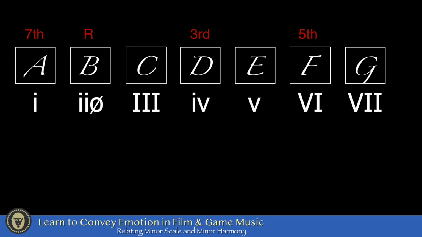Let's just listen to them. I'm just using the triads here. A minor, and then the B diminished triad. C major, D minor, E minor, F major, and then G major.